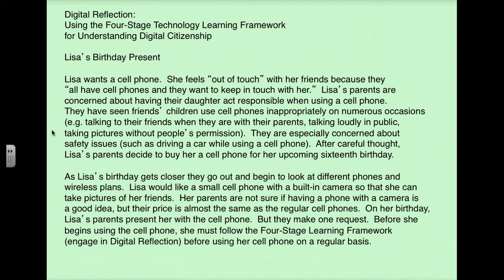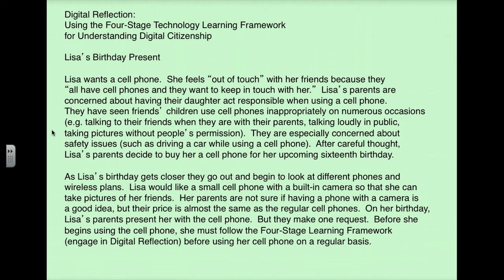But now, we have to deal with the whole Instagram. We have to deal with people sexting. We have to deal with people being bullied. And so, after careful thought, Lisa's parents decide to buy her a cell phone for her upcoming 16th birthday. Yay, Lisa. Lisa gets a cell phone and a car on the same day. Isn't that nice? Well, what I find so interesting about this is most parents are making this decision about cell phones at a much younger age for their children.